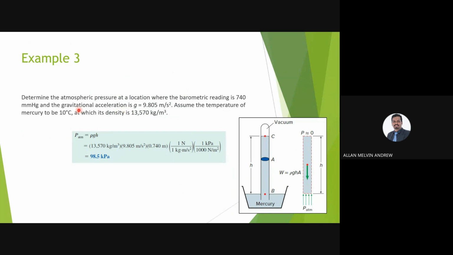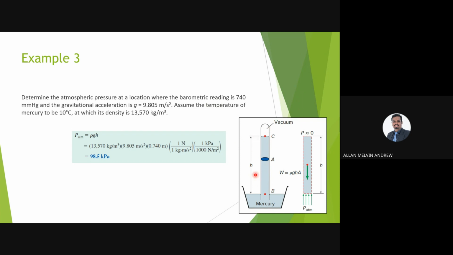Determine the atmospheric pressure at the location where the barometric reading is given. Barometric reading is a keyword. Barometric reading means from this point to this point, how much the mercury is rising. Barometric reading is not referring to the atmospheric pressure unless it says barometric pressure, then it is referring to atmospheric pressure. Barometric reading is the reading of the barometer, which is the height.